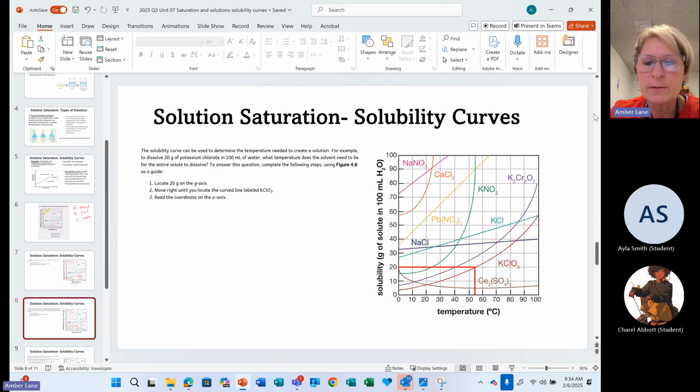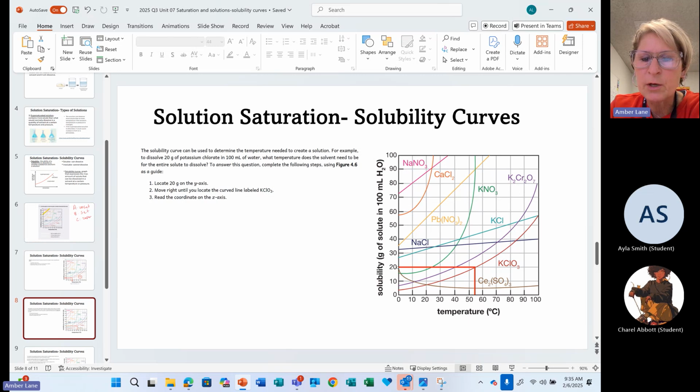The next one says the solubility curve can be used to determine temperature. So before we were using it to figure out the amount of solute. Now we're going to look at temperature. So the solubility curve can be used to determine the temperature needed to create a solution. For example, to dissolve 20 grams of potassium chlorate in 100 milliliters of water, what temperature does the solvent need to be for the entire solute to dissolve? That means it's going to be a saturated solution. So we're looking to land on the line.